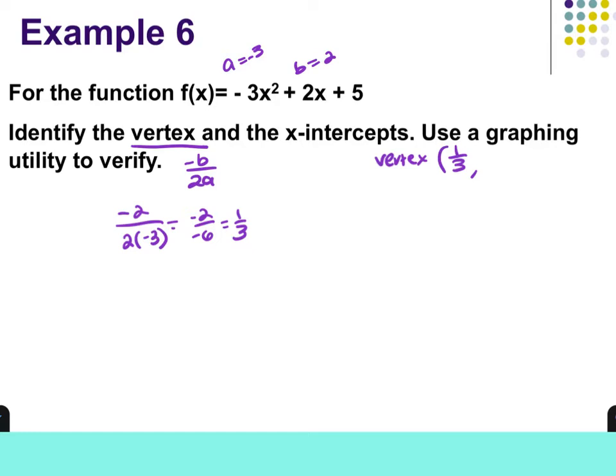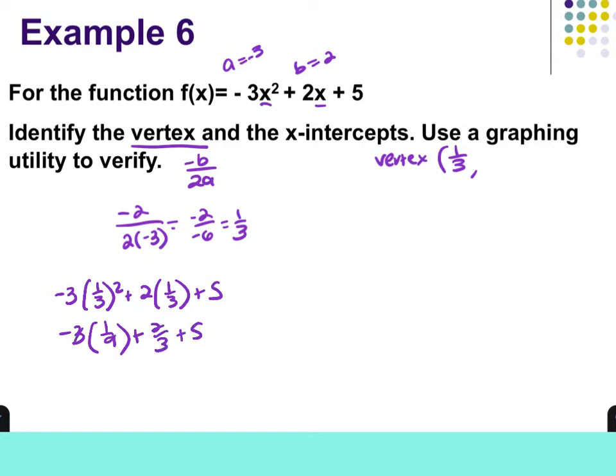Now I'm going to plug that in to both x's to get the y coordinate of my vertex. Negative 3 times 1/3 squared plus 2 times 1/3 plus 5. Negative 3 times 1/9 plus 2/3 plus 5. This is negative 1/3 plus 2/3. 5 over 1 becomes 15/3. Negative 1 plus 2 is 1. 1 plus 15 is 16/3. That's the y coordinate of my vertex. Because this opens downward, that would also be a max.